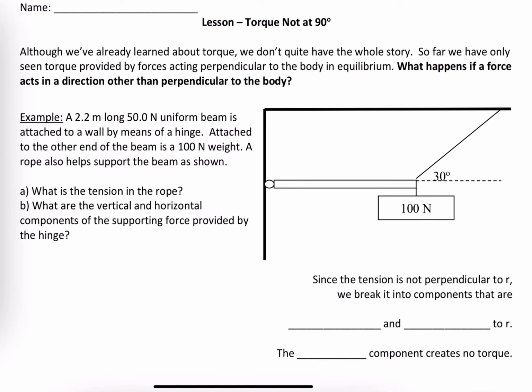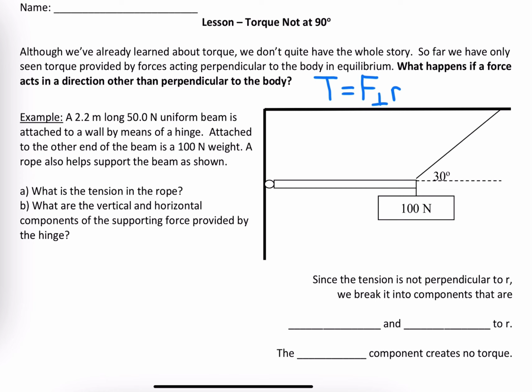All right. So although we've already learned about torque, we don't quite have the whole story yet. The formula we have for torque is this guy. Torque is force times distance, and they have to be perpendicular. So we've only seen torque provided by forces acting perpendicular to the body in equilibrium.